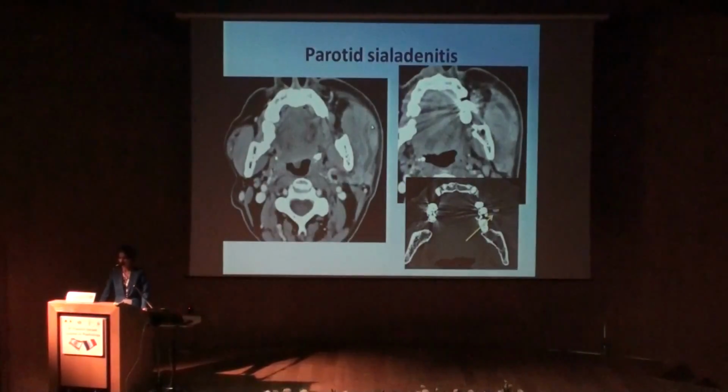And you can also have parotid sialadenitis, and you see the Stenson duct, which is dilated, and the enlarged parotid gland. And note that you need to look in the bone window, because if you try to find the stone using the soft tissue window with all those artifacts, you might miss it.